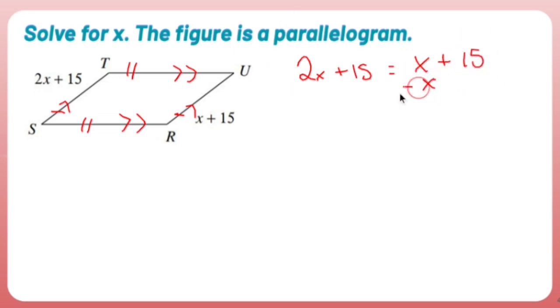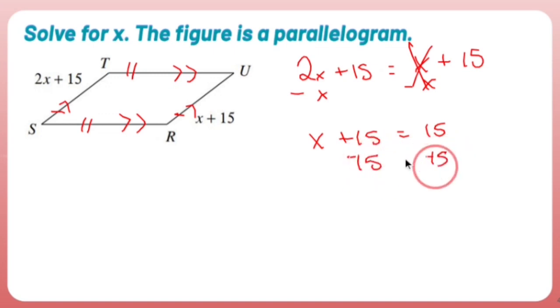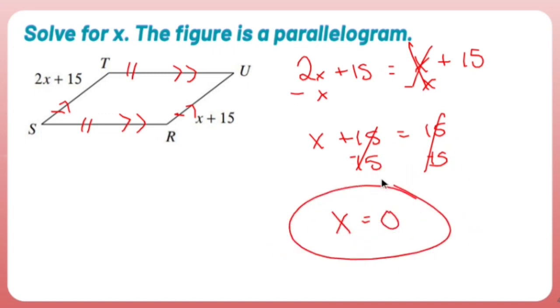Subtract x from both sides because we have x on both sides of the equal sign. 2x minus 1x is just an x. X plus 15 equals 15. Subtract 15, subtract 15. They cancel out, and coincidentally, so do you. So x equals 0.